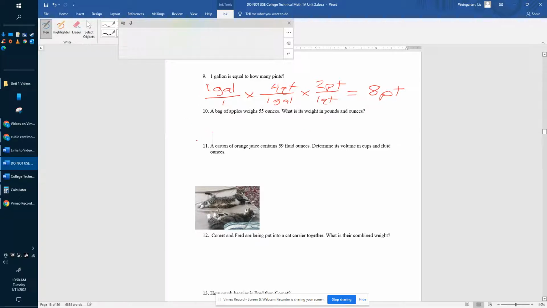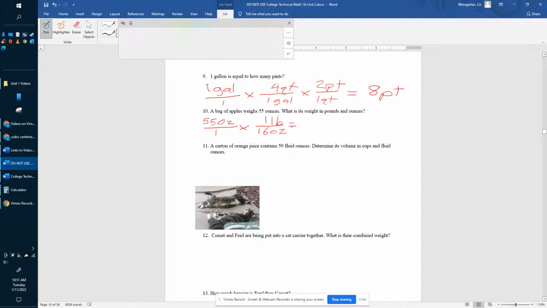A bag of apples weighs 55 ounces. How much is that in pounds and ounces? Oh, that's tricky, because we're going to have to convert to pounds and then convert our decimal back to ounces. So we have 55 ounces over 1 times, how many ounces are in a pound? 16 ounces, 1 pound.